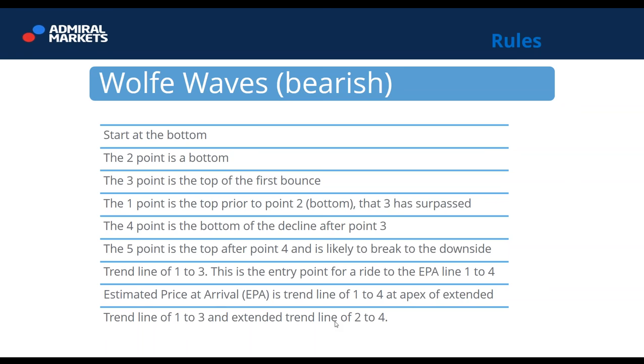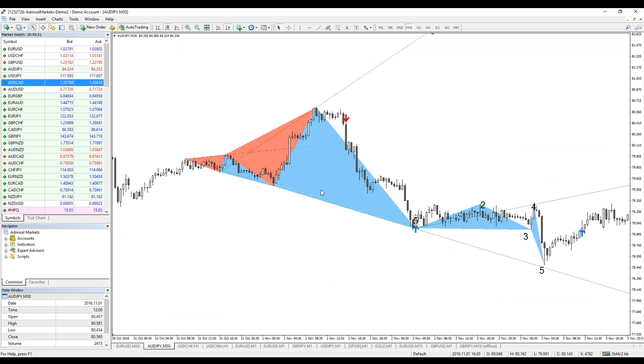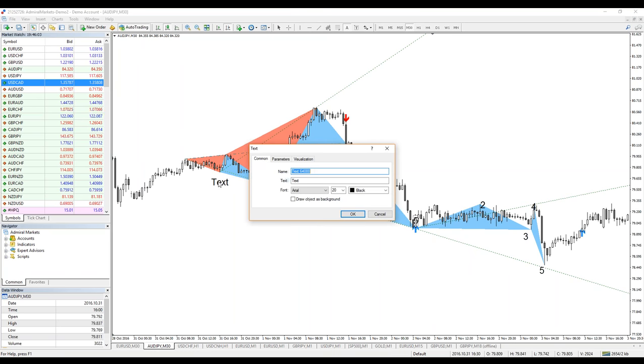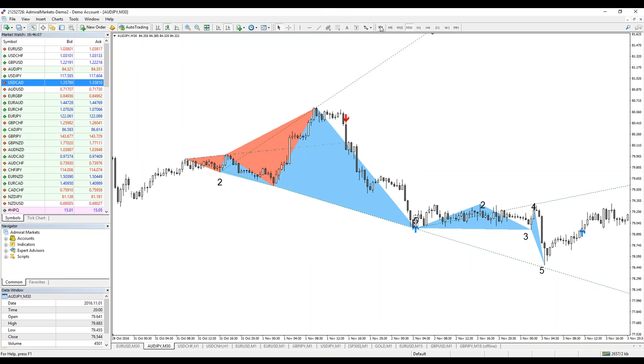Now let's see, guys, how it looks. It will be much easier to show you here. So, point 2 is at the bottom, okay, point 2. This is point 2. Here, point 2. Point 1 is here, the top prior to point 2.